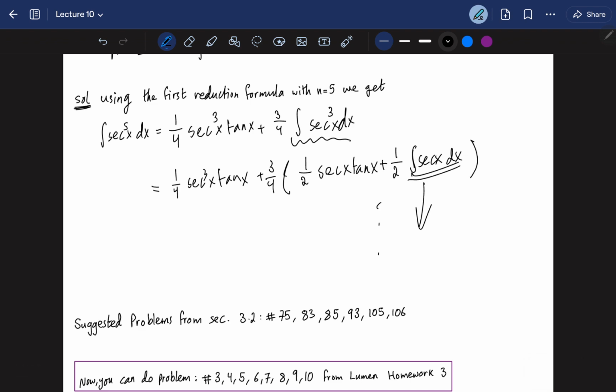So these are some suggested problems if you want to do them and get extra practice. If you go to Lumen Homework 3, you can do these problems. Make sure to practice, and if you have any questions, or if you want me to repeat any of these strategies, just let me know, email me, and I'll be happy to help you. Enjoy the rest of the day and good luck.